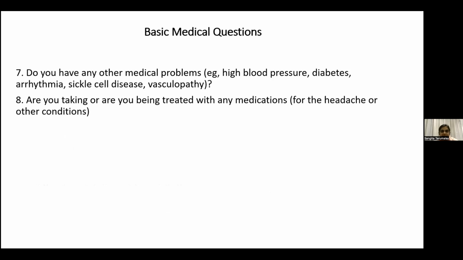Of course, look for other medical problems. In children, we hardly see this, but maybe in adults, it might be more important. And then ask whether they are taking any medication, because most of the time when they come and see me, they've already been treated with some medication. So it's important to get this history as well. A lot of the medication can also be acquired over the counter, so they could just buy it from the pharmacy. So it's good to get this history.